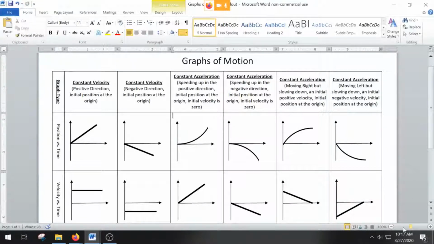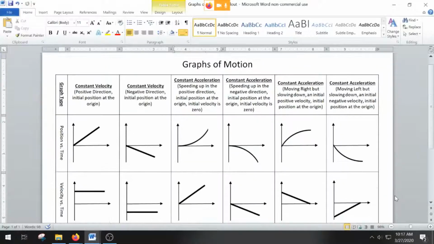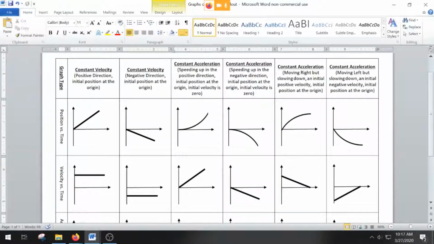All right, and so if we look at those counterparts in your velocity time, well, you've got a constant positive slope here, right? So you've got a constant positive velocity. So constant positive velocity would be represented by a graph that shows a velocity that doesn't change and it's in the positive quadrant.